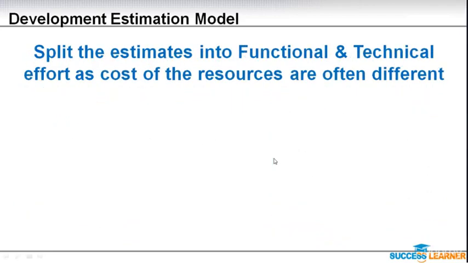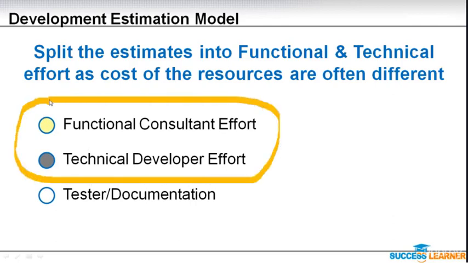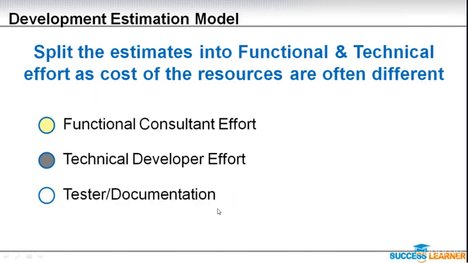Now, when you are doing your estimates, you should split your estimate into functional and technical effort, as the cost of these resources, as well as the time and availability, is very different. So you should split it into minimum two categories, which is functional effort and technical development effort. And then you might have a third category, which is more supporting. You might have testers or documentation members that are helping you to complete all the documents. So this color coding matches with the different phases. You see the yellow and the gray.